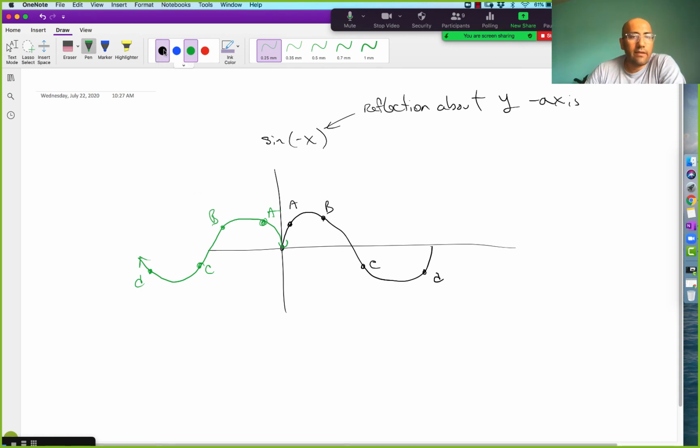On the other hand, if I had sine of x and I multiply by -1 out here, then this is going to be a reflection about the x-axis.